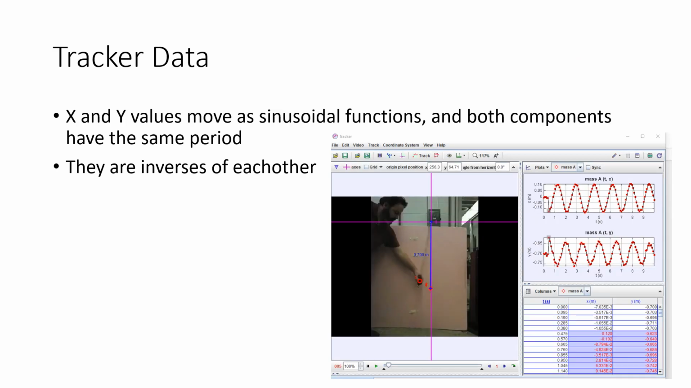For our tracker data, the x and y values move as sinusoidal functions, and both components have the same period, which is 1.19 seconds. And they are inverted, the inverses of each other.